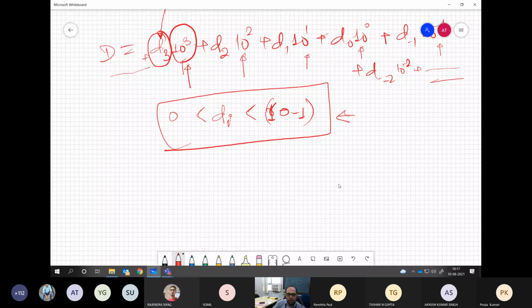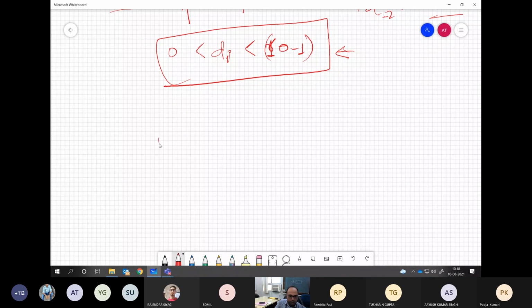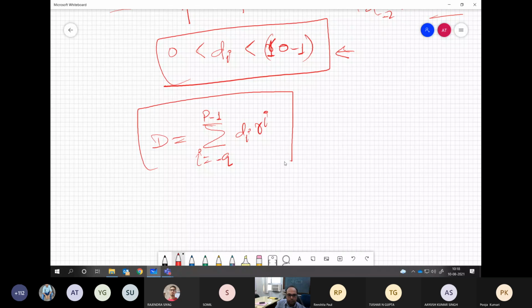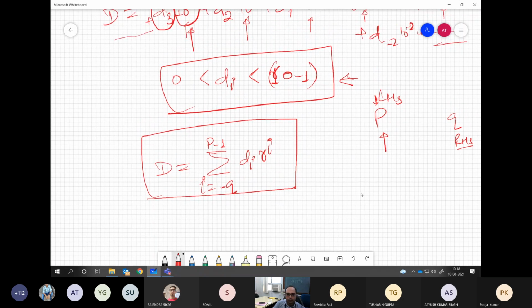In general, what we can say is that any number, if we are writing in any radix system, can be written as the summation of i equal to minus q to, let's say, p minus 1 of di ri. So p is the highest position on the left-hand side, and q is the lowest, the right-hand-most digit. Understanding my point?